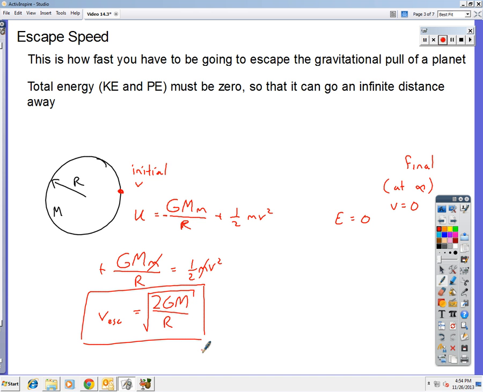Again, don't memorize that, but you do need to know how to derive it. The idea is that if you have a spaceship that starts off going faster than that, it will eventually get out of Earth's gravity well. And if it's not going that fast, it will go into orbit or fall back down to Earth, depending on how the mechanics work out. And we'll do energy in orbits in the next video.